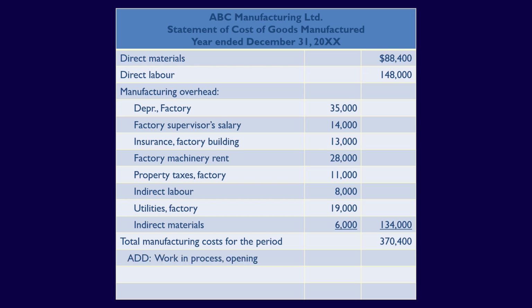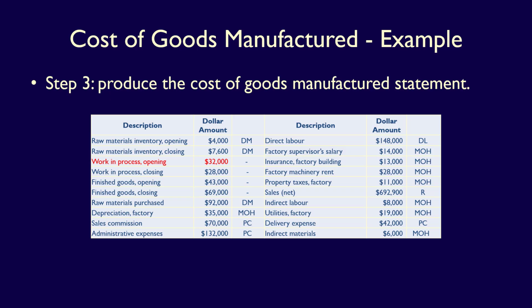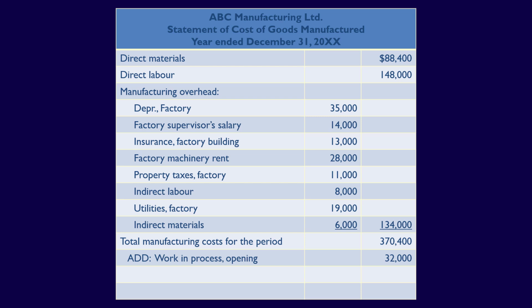We now have to add in the work in process opening, which of course is from our listing, $32,000. This is the amount of direct materials, direct labor, and manufacturing overhead from the products which were unfinished at the beginning of the period. This cost must be added in because these are the products which would have been finished first at the beginning of the year. They are part of the products which are moved into finished goods, so we add in $32,000.